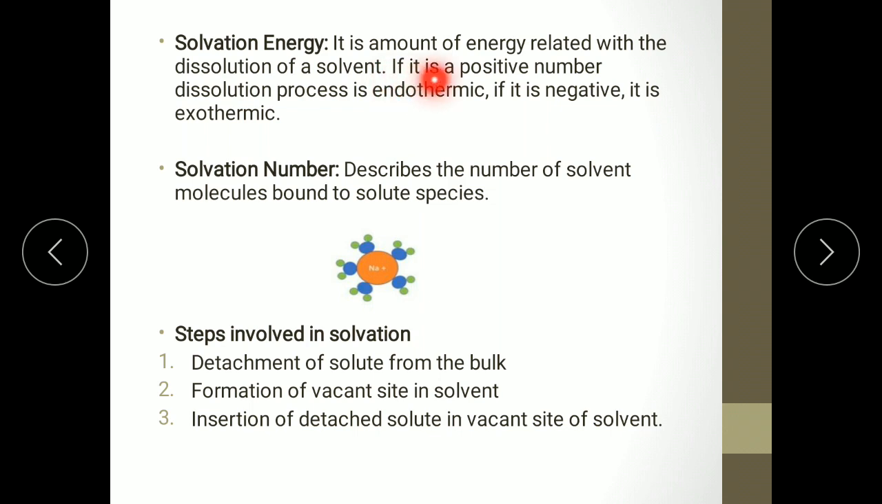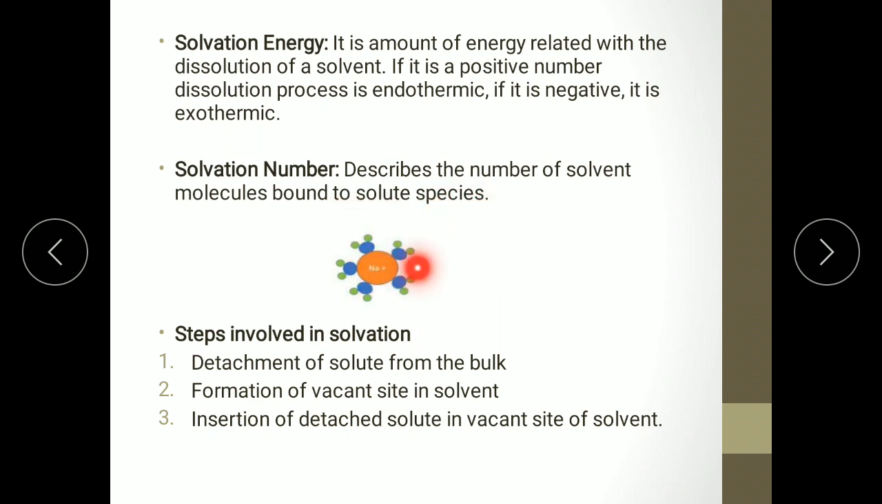Now what is solvation energy? It is the amount of energy related with the dissolution of solute, or the formation of the solvation of solute. If it is a positive number, the dissolution process is endothermic. If it is negative, it is exothermic. Now next is solvation number, which describes the number of solvent molecules bound to the solute species.